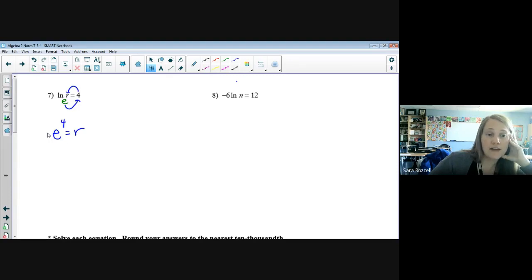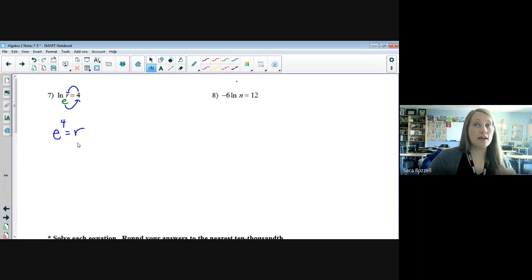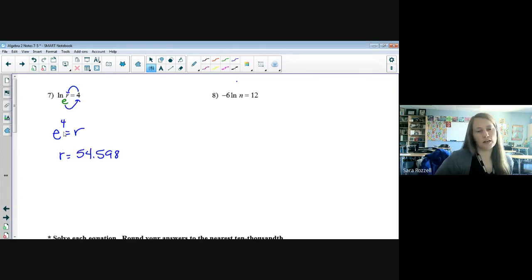A lot of times, they'll just leave it as e to the 4th. They won't actually evaluate it. But if the answer was a decimal option, you would do e in your calculator and raise it to the 4th. So that is 54.598. That's what e to the 4th is. But most of the time for this, I think I clicked on it where it leaves it in terms of e.